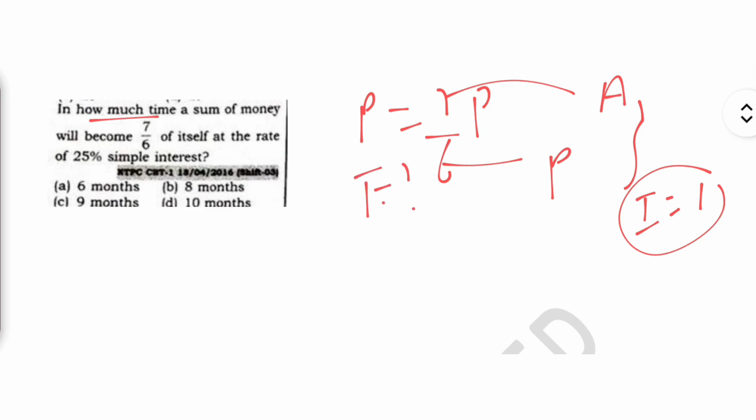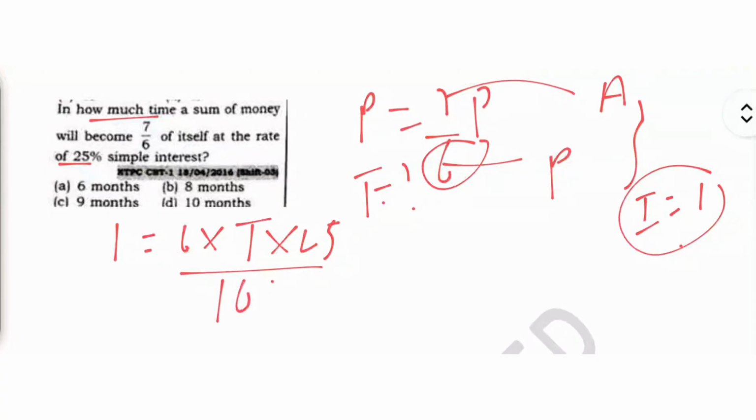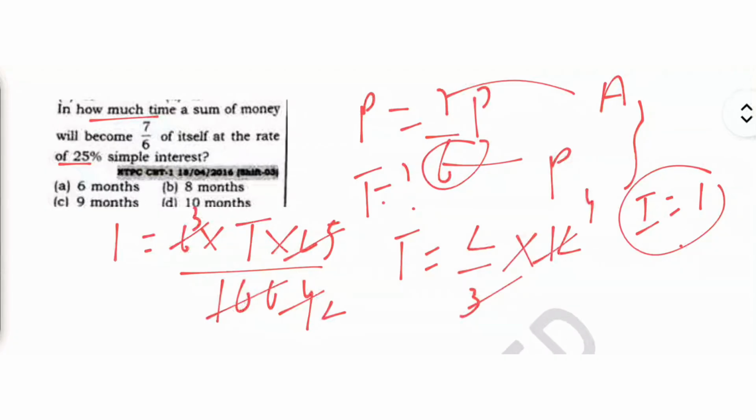Again the same formula, simple interest. Your interest is 1, your principal is 6, your t we have to find, your r is given as 25% upon 100. So 25 ones are 25, fours are 2, threes are 2, twos are... So t is nothing but 2 by 3. We have to convert it into months, so multiply by 12. 3 fours are 12, 4 twos are 8 months. Okay, option B.